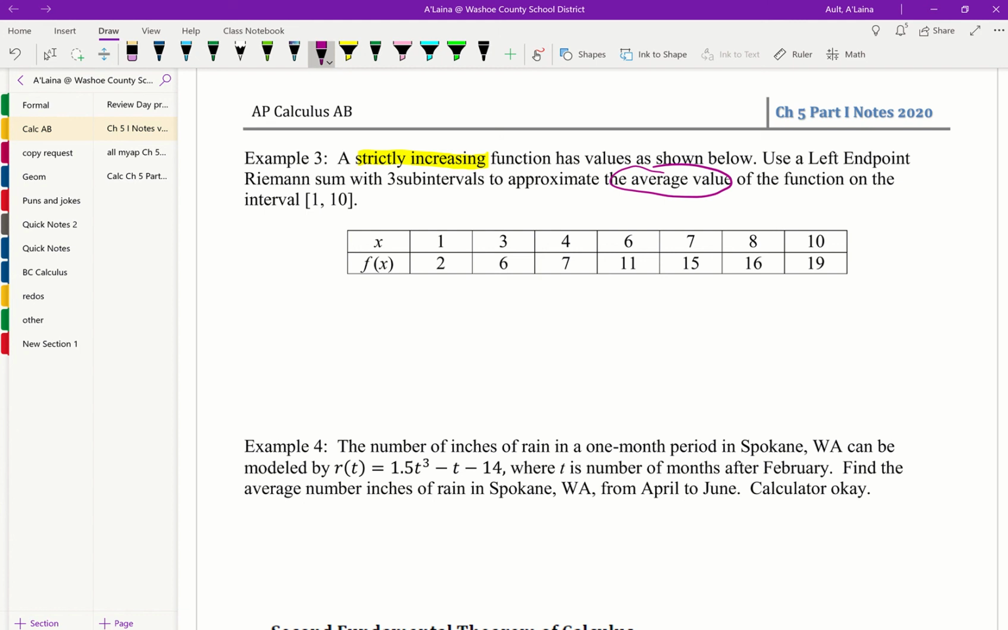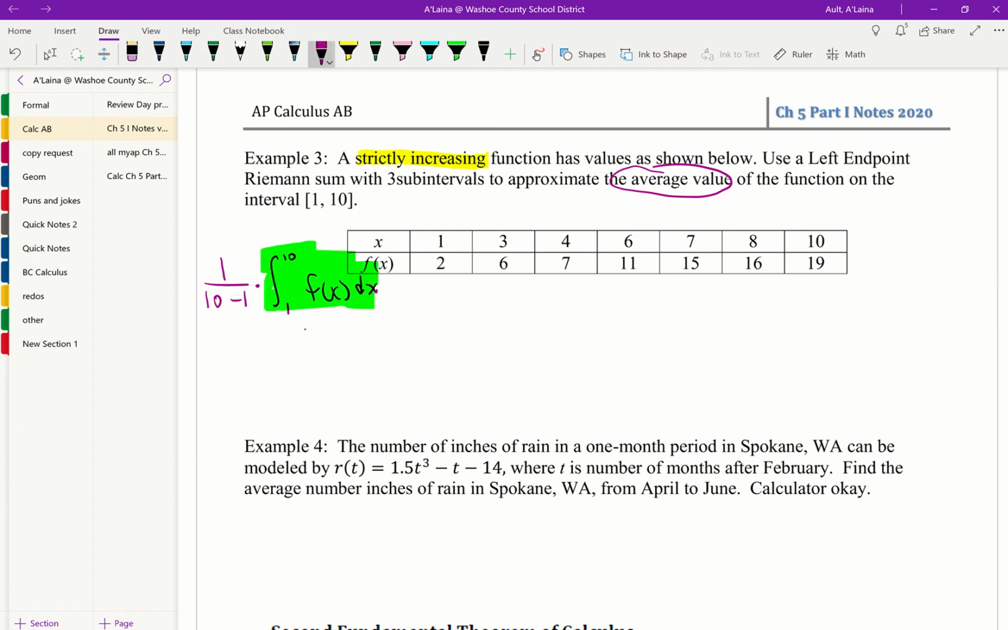Use a left endpoint Riemann sum with 3 subintervals to approximate the average value of this function on the interval from 1 to 10. Well, remember, average value on this interval is 1 over b minus a times the integral from a to b of this function, which we're calling f. Well, we don't have an equation here, an expression for f, so we would need to approximate the integral portion of this expression.